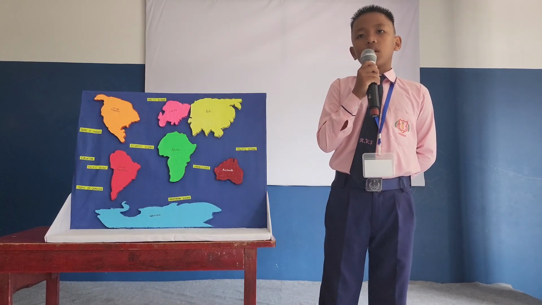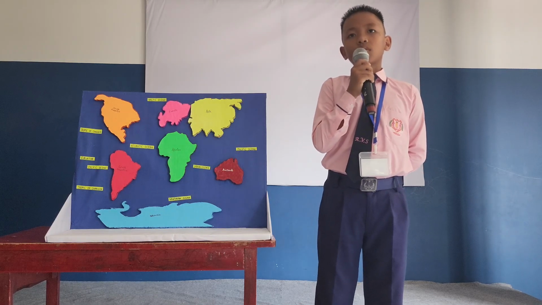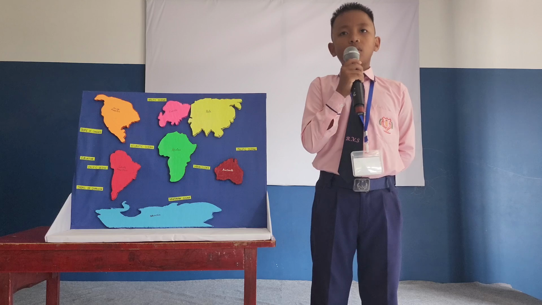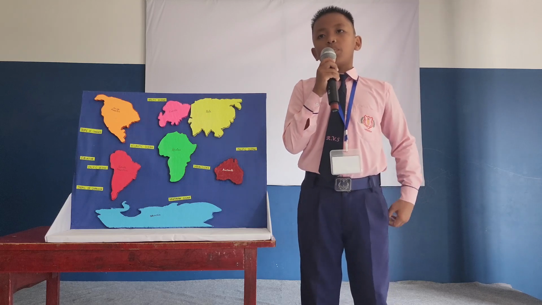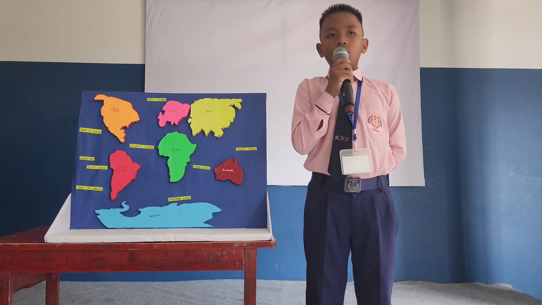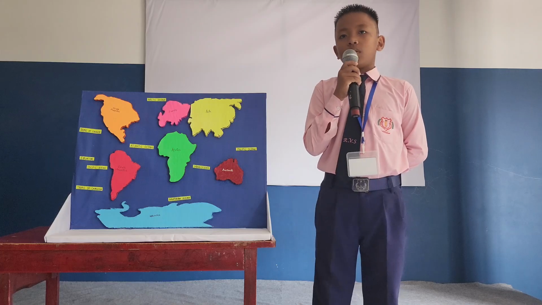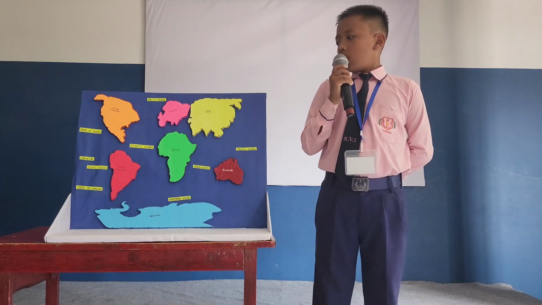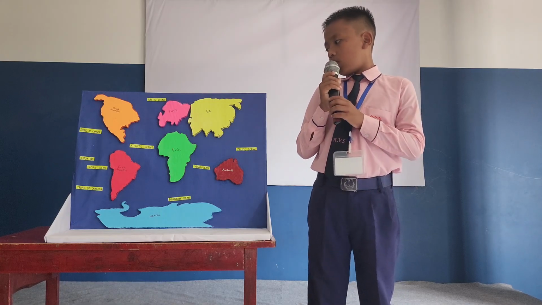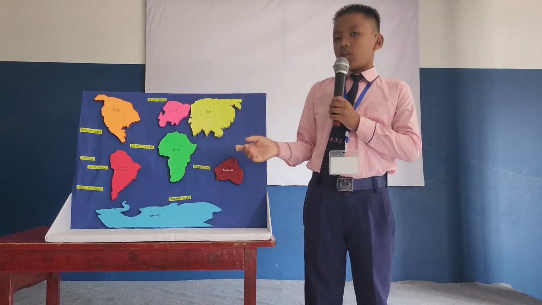Africa is the second largest continent on the earth. It occupies 20% of total land area in the world. It is surrounded by Atlantic Ocean and Indian Ocean.